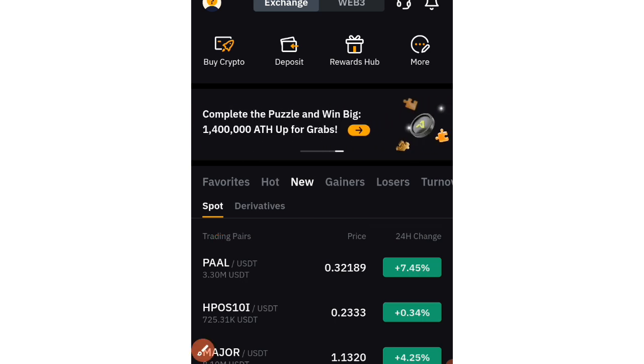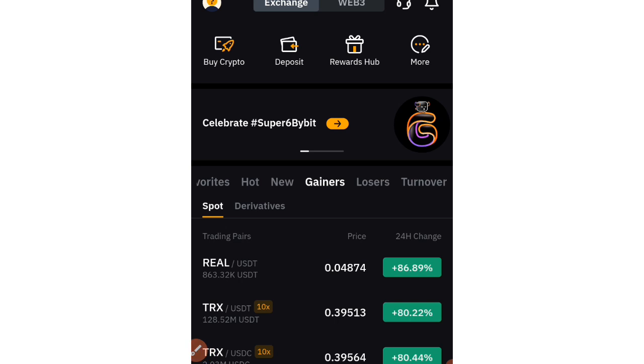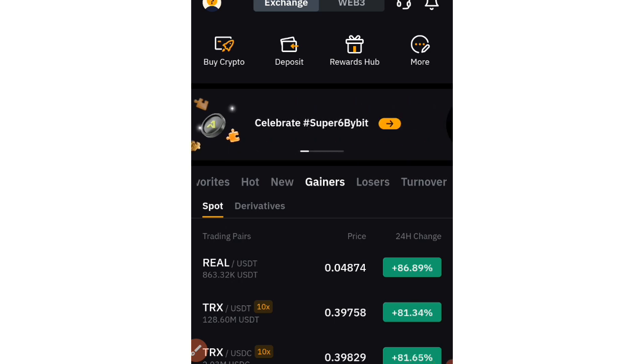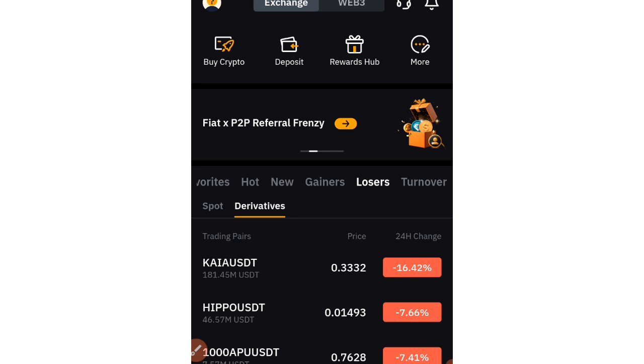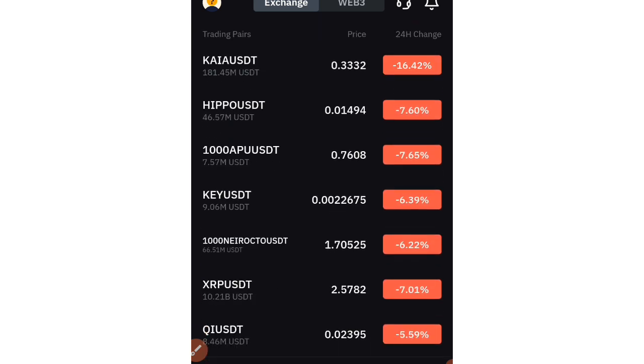So we come to gainers. You see people that are gaining. See this real USDT, they are actually on gain. You see this TRX, they are gaining. When it comes to losers, I see people that are not gaining, people that are losing their money. So these are the losers.